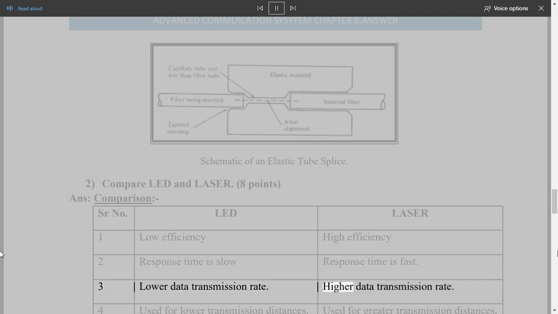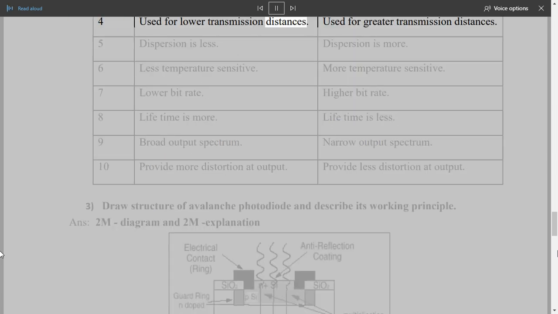higher data transmission rate. 4. Used for lower transmission distances, used for greater transmission distances. 5. Dispersion is less, dispersion is more. 6. Less temperature sensitive, more temperature sensitive. 7. Lower bit rate, higher bit rate. 8. Lifetime is more, lifetime is less. 9. Broad output spectrum, narrow output spectrum. 10. Provides more distortion at output, provides less distortion at output.